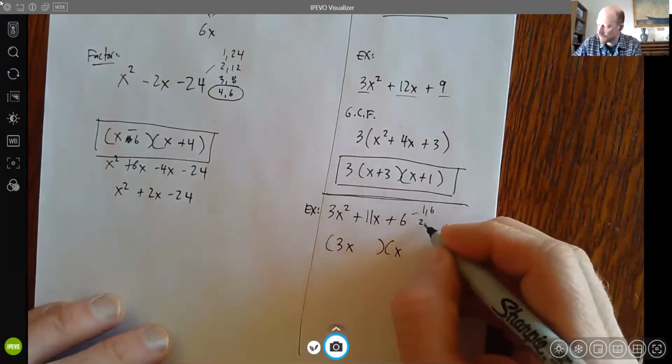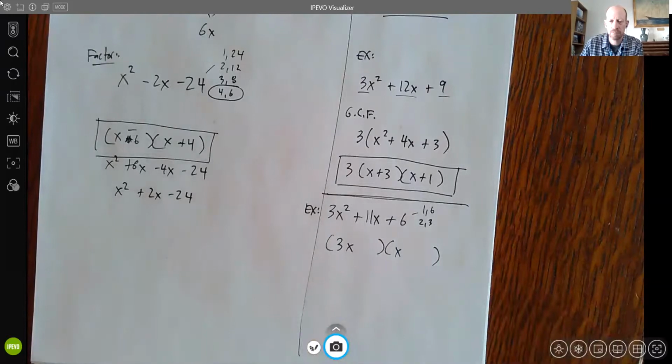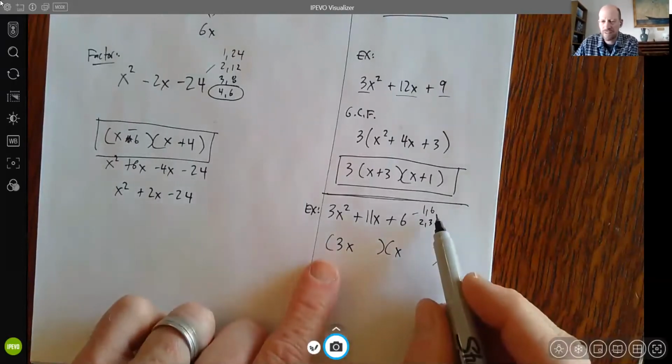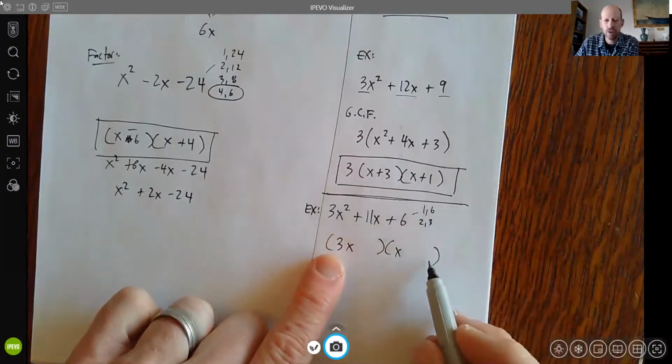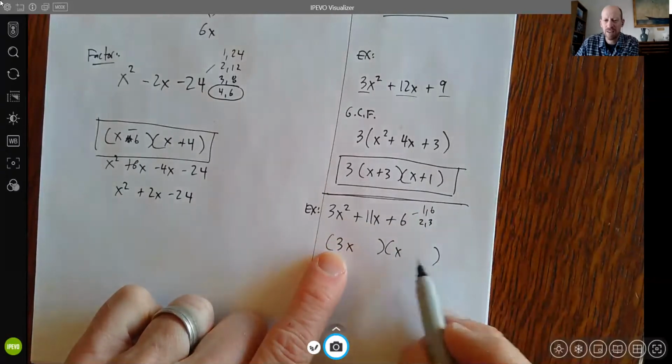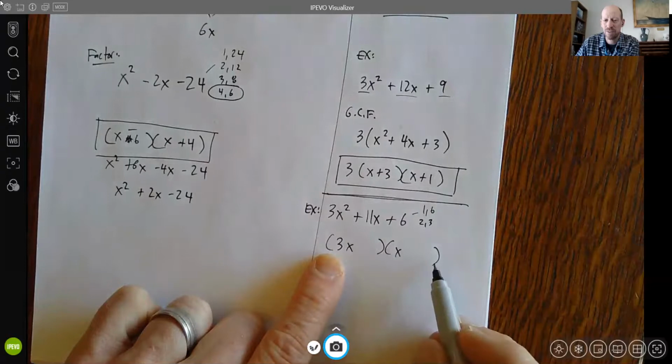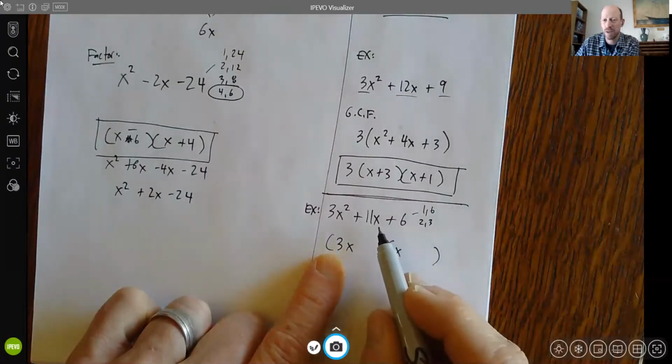One and 6, 2 and 3. As you get a little better at factoring, you'll be able to pick the right answer more quickly. But sometimes in the beginning, it's hard to see where it is, and you'll just have to try things and see that it works. I can tell you right away that putting a 6 over here isn't going to work, because that's going to make this 18, right? 3x times 6 is going to be 18. That's already way too big.